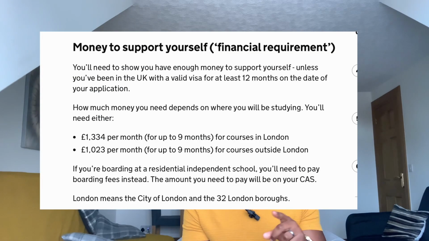It's around 1,300 for courses in London, or universities that are in London, and 1,020 for courses outside London. I will just post it here, because they have different rates. So you have to show that you have this money, and you have to multiply it by 9. So you do 1,300 if you're in London times 9, and then plus the balance of the fees. You have to add this.